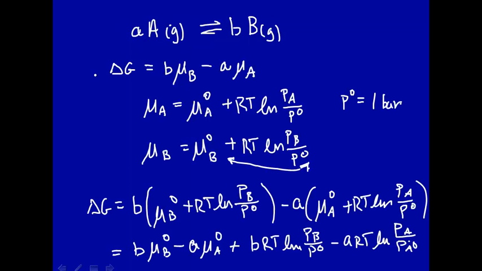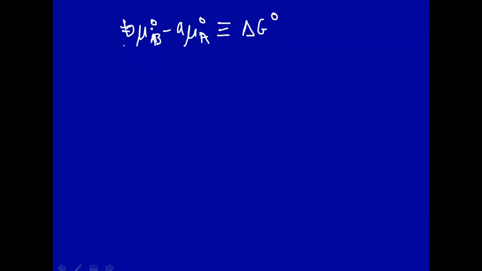Let's call this B mu A0 minus A mu B0. Let's define this as delta G0, the standard state free energy change. Let's remember, this is the general equation for free energy changes. So if we just put a 0 there, 0 there, and a 0 there, so there it is.